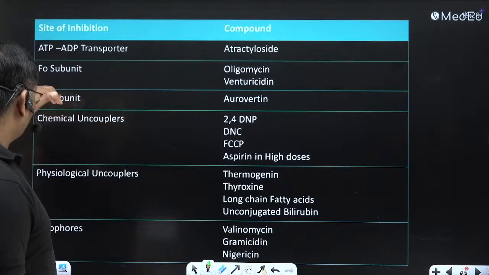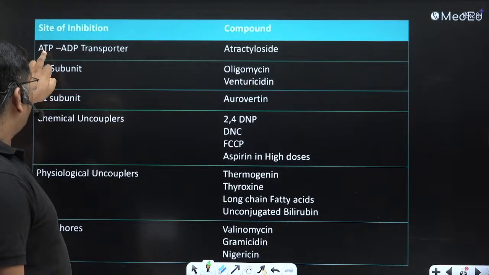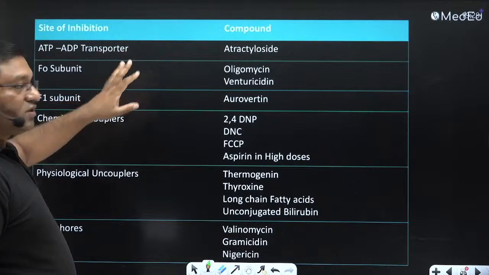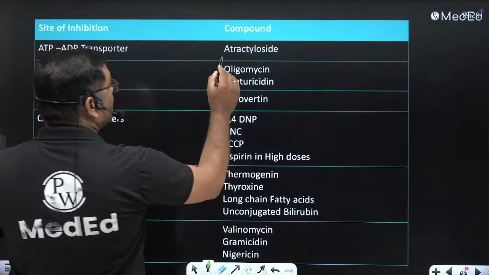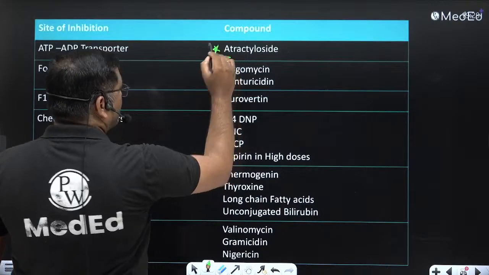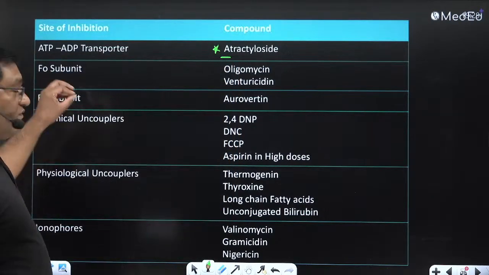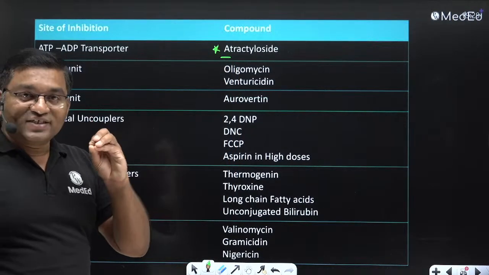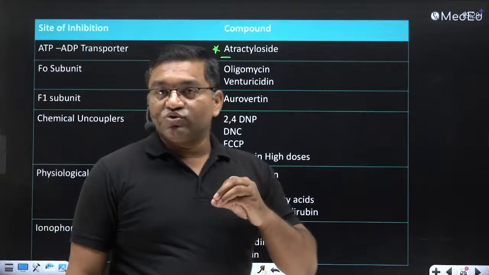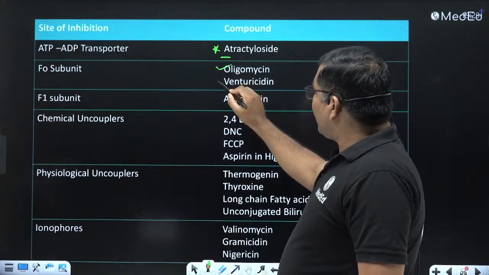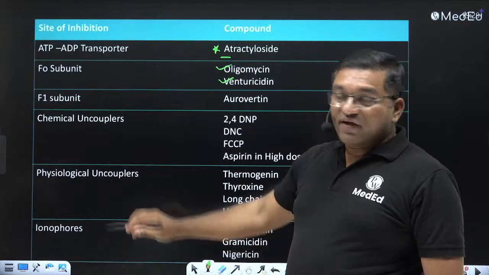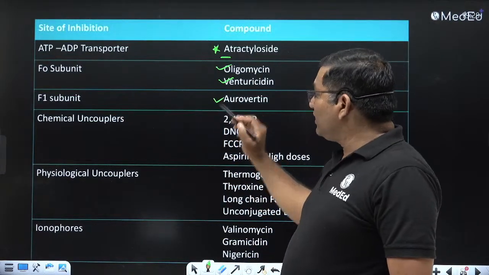Now see, the transport of ATP and ADP across the mitochondria is inhibited by atractyloside. Then the FO subunit, O for oligomycin, is inhibited by oligomycin. So the FO unit of ATP synthase is inhibited by oligomycin and venturicidin. F1 is inhibited by aurovertin.